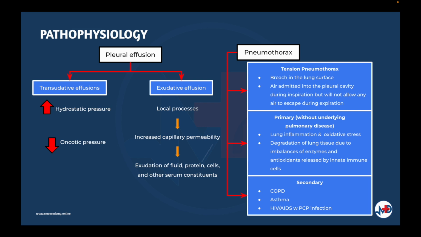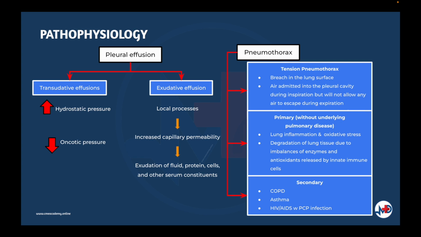Moving on, pleural effusion can be secondary to a transudative effusion, where there is a combination of increased hydrostatic pressure and decreased plasma oncotic pressure. Another presentation would be an exudative effusion, which is caused by local processes that lead to increased capillary permeability, resulting in exudation of fluid, protein, cells, and other serum constituents.